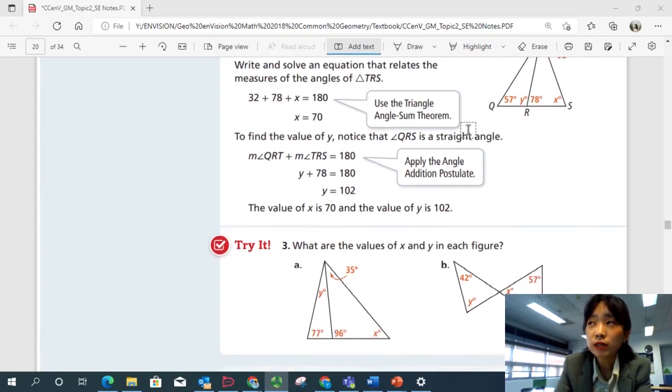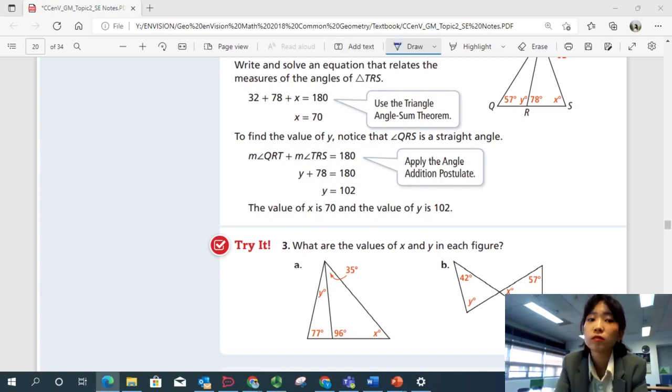Try number 3. What are the values of x and y in each figure? Figure out these missing values for parts A and B. Pause the video and see if you can do it by yourself. Come back when you're ready for answers.